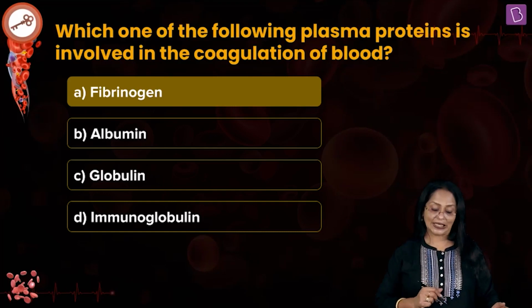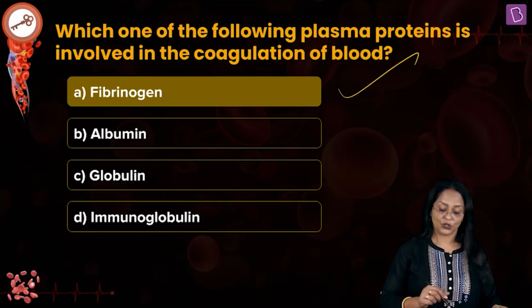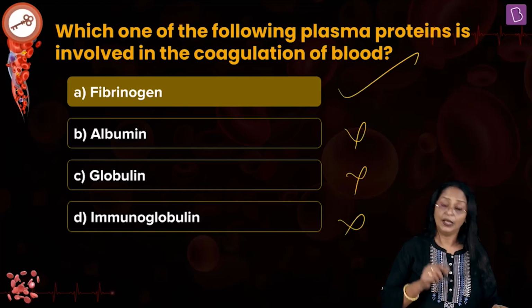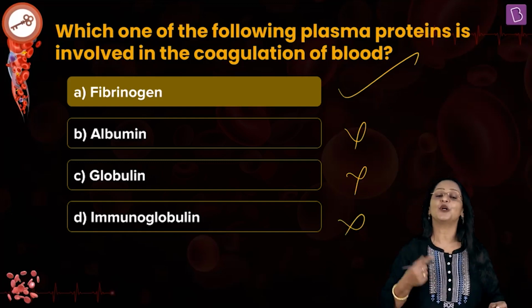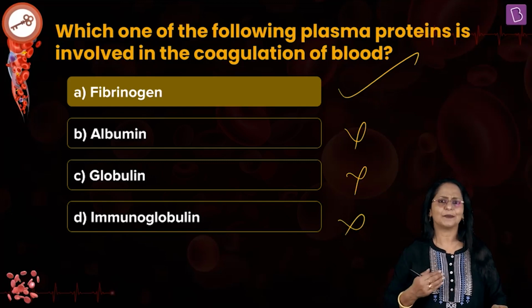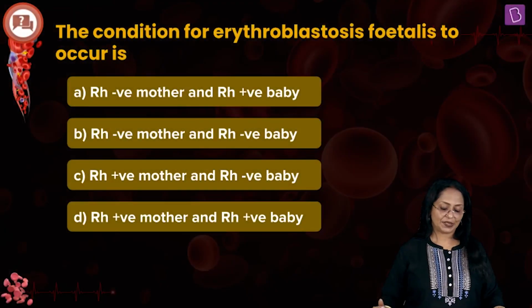So now, which is the right answer? Which one of the following plasma proteins is involved in the coagulation of blood? It is A, the fibrinogen, not B, C and D. Immunoglobulin is nothing but the antibodies produced in response to an antigen, a foreign substance into our body. So the right answer is A.